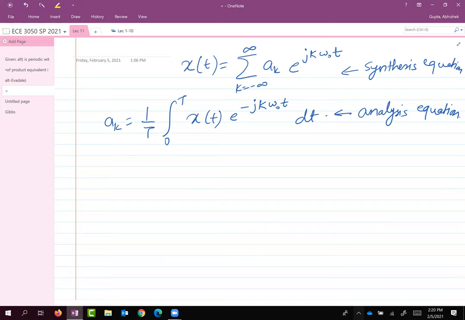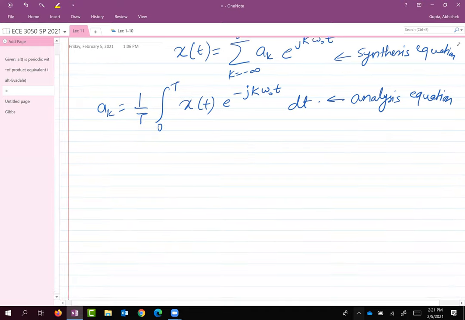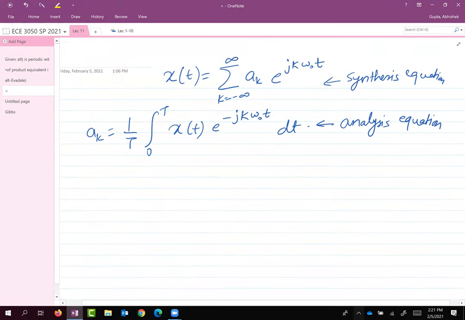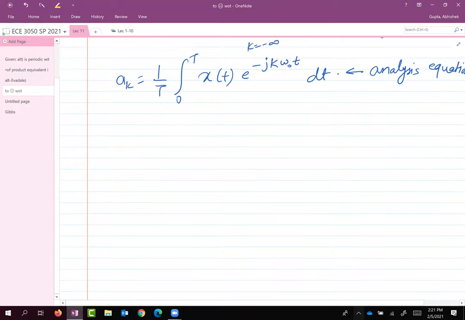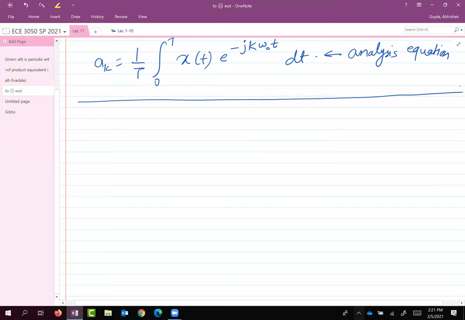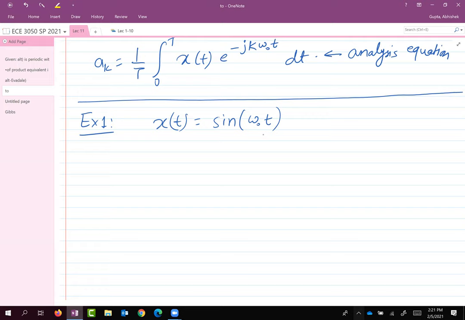Let's look at a couple of examples of computation of Fourier series coefficients. Any questions so far? Okay. Let's look at the first example. I'm going to pick a very, very simple equation, sine of omega naught t. It's a periodic signal with a fundamental period of 2 pi over omega naught.